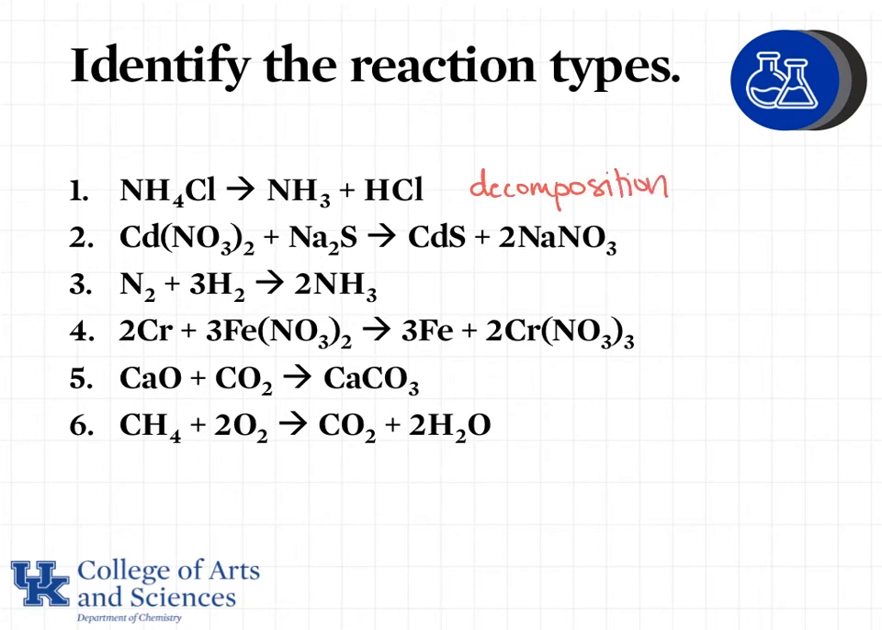What about reaction 2? In this case, we have two ionic compounds, so they each have a cation and an anion. And when we compare the reactants to the products, we notice that they have swapped partners, so this is a double displacement.